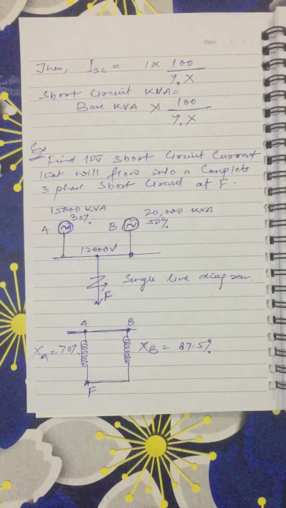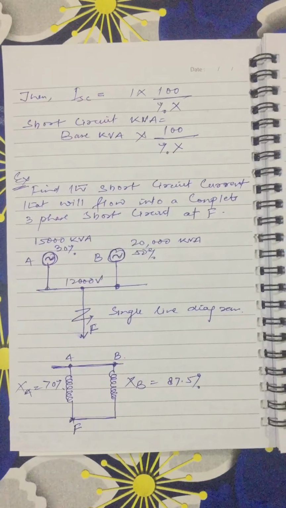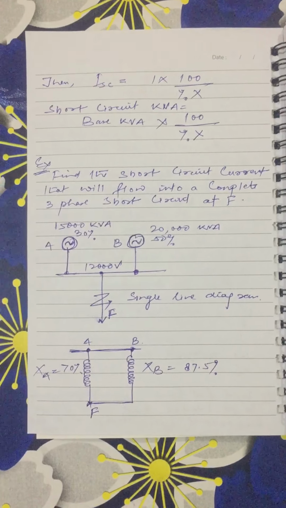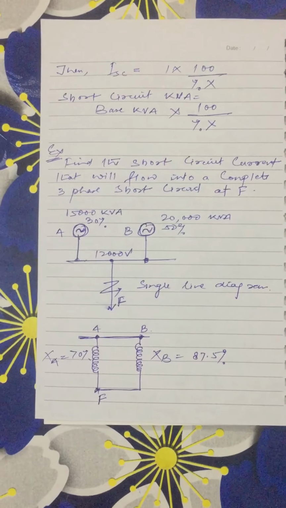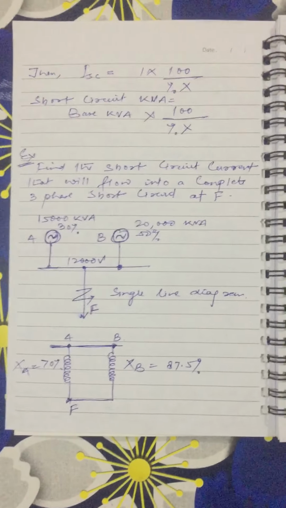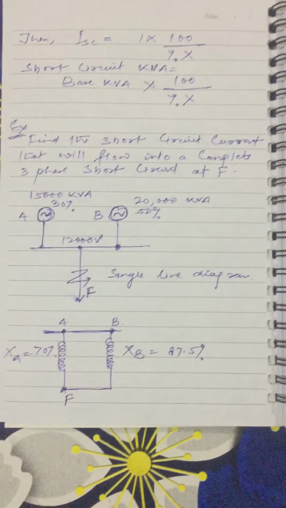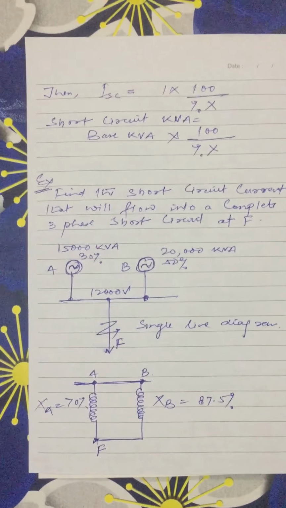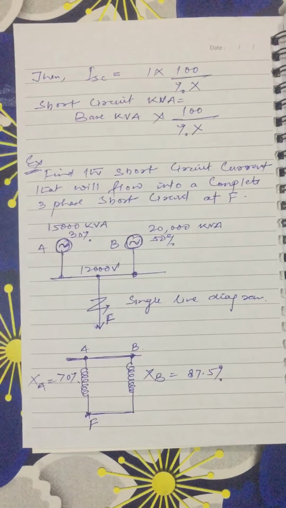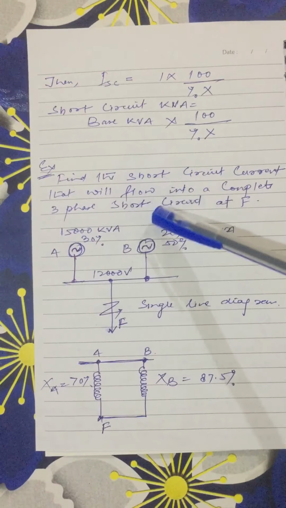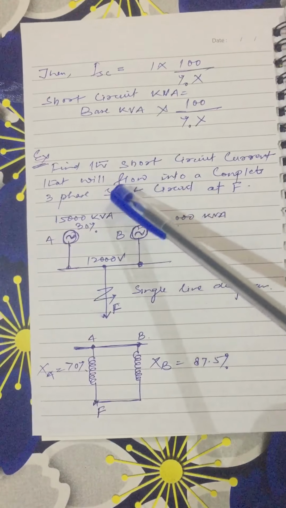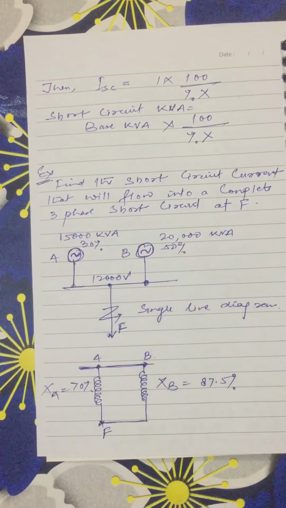So in this video, first of all, for any network, we need to draw a single line diagram. For this single line diagram, we need to convert it into the reactance diagram. Let us take an example, so it will make things clear. Let us suppose we have one network where we need to find the short circuit current that will flow in a complete three-phase short circuit at point F.